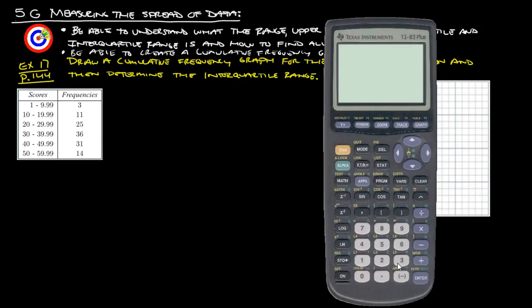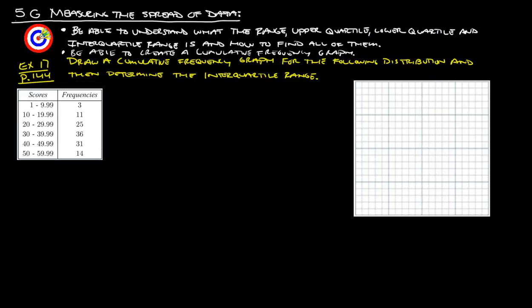Alright, so let's add our 3 and 11, 25, 36, 31, and 14. And we get 110, except for, look, I put 3 plus 1 instead of 3 plus 11, so let's add 10 more. Actually, it should be 120. Alright, so all of these add up to 120.